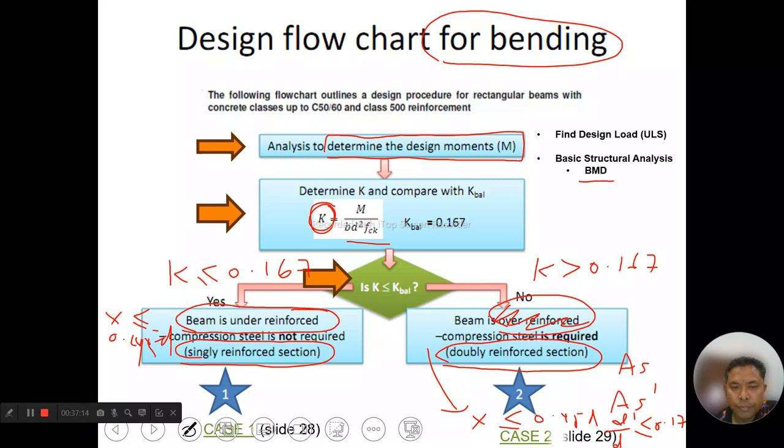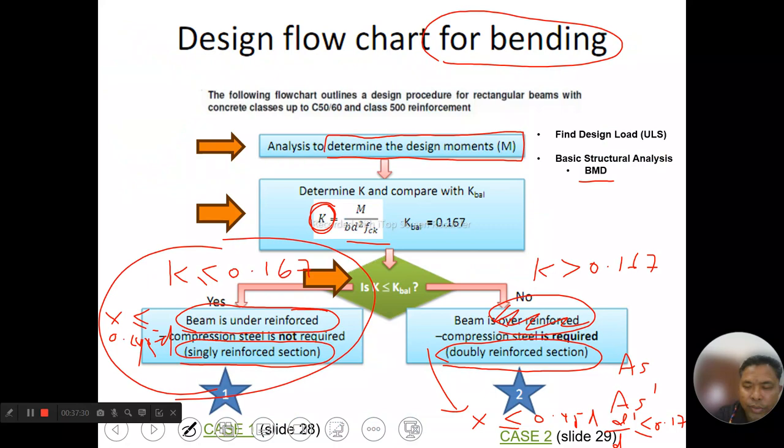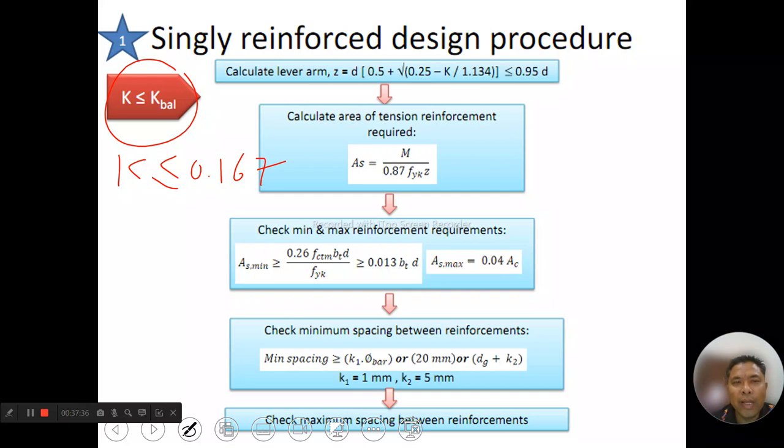Okay, suppose this case, what is it? Your K is less than or equal to 0.167. This is the case, so I now focus there. So how do you calculate your As? First of all, you have to calculate the lever arm based on that formula, and ensure that your lever arm Z here cannot be more than 0.95D.